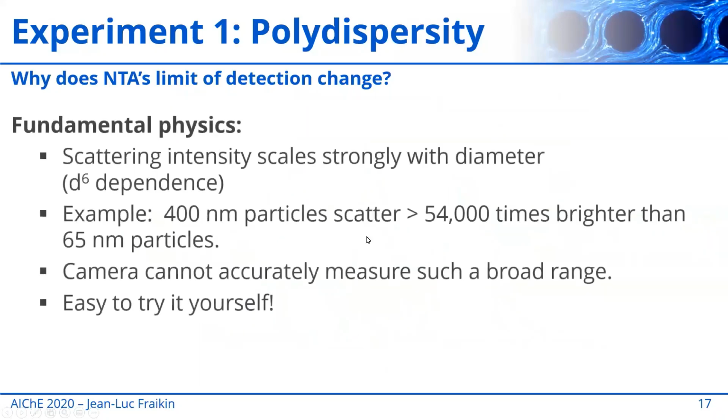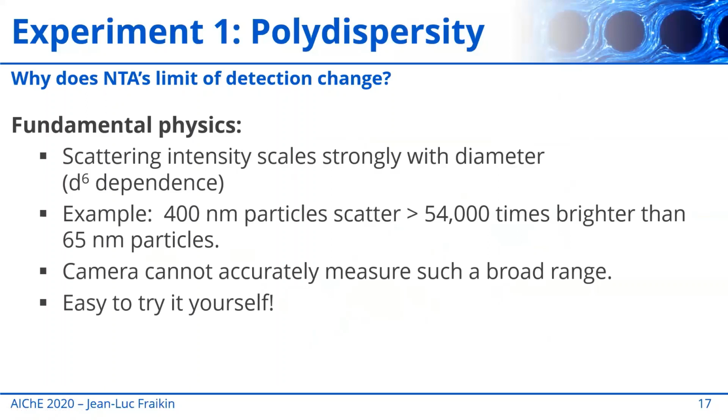So why does this happen? Well, it's really a fundamental limitation of the technology. And as you're probably well aware, it's based on light scattering. And the scattering intensity of light from particles scales super strongly with diameter. It's actually a diameter to the power 6 dependence.